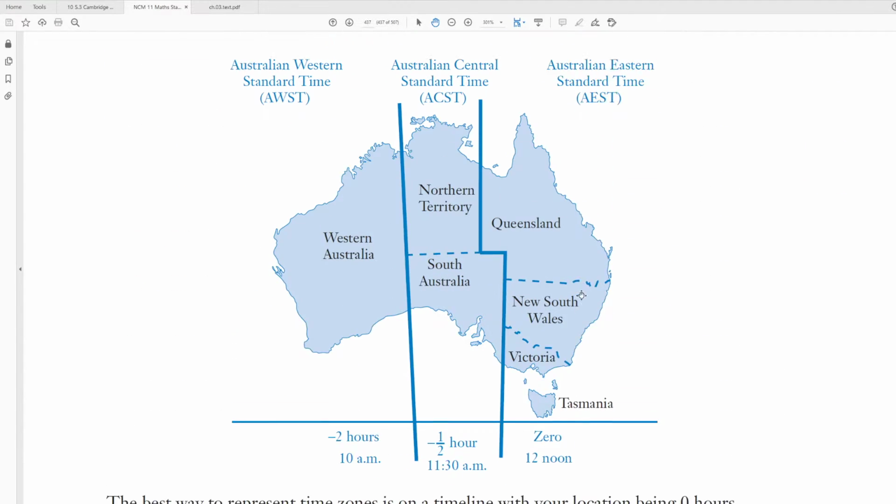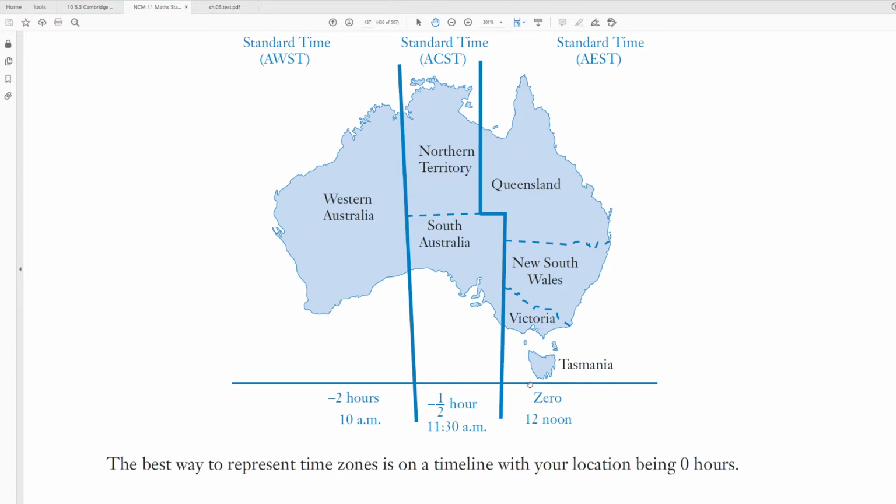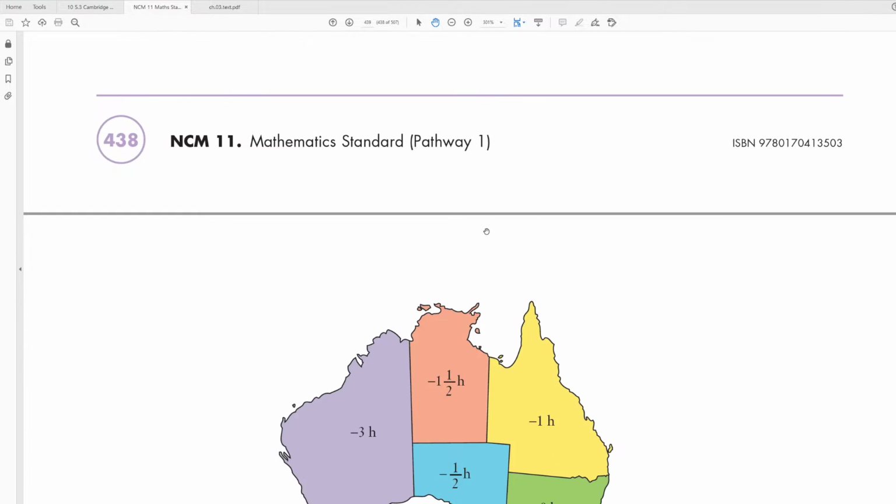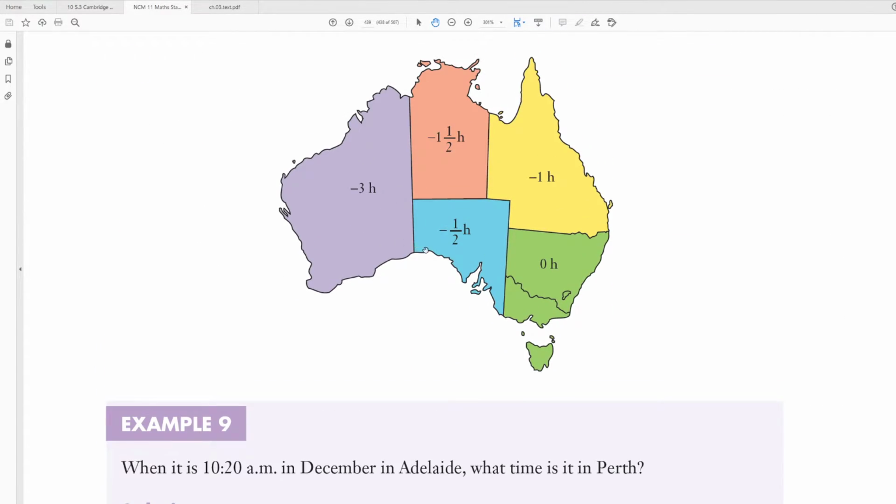In fact, do they have a... They do. Here's the other map here. So this is the other map. So you can see Queensland, New South Wales, Victoria, and Tasmania are all the same. Northern Territory and South Australia are only half an hour behind. And then Western Australia is actually 2 hours behind. Well, that's not during daylight saving time, and 3 hours behind during daylight savings time.